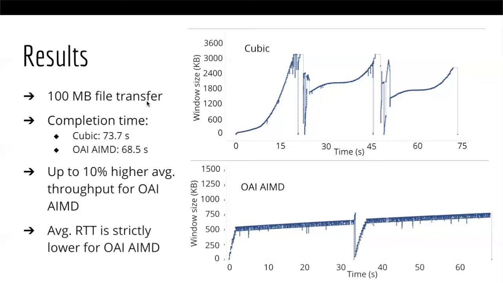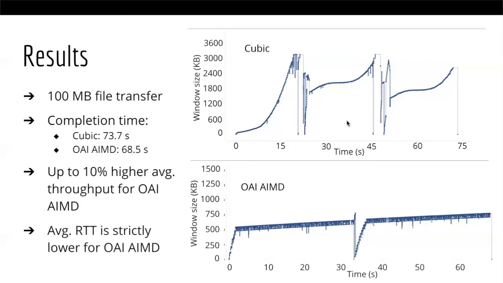As you can see, the problem with Cubic is it can actually overestimate the wireless bottleneck capacity, particularly at the 20, 40, and 70-second marks here. And this results in a packet loss, and thus a drastic reduction of the window size. On the other hand, the OAI-supported mechanism can start more aggressively to a point, and it actually maintains its sending rate with more stability.